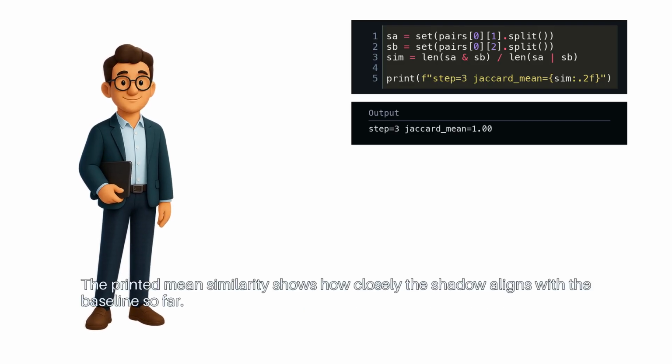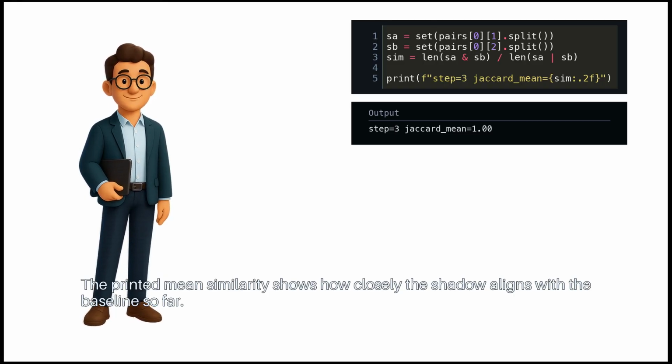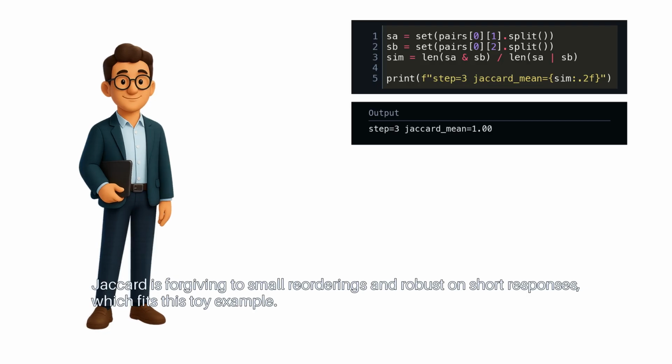The printed mean similarity shows how closely the shadow aligns with the baseline so far. Jaccard is forgiving to small reorderings and robust on short responses, which fits this toy example.